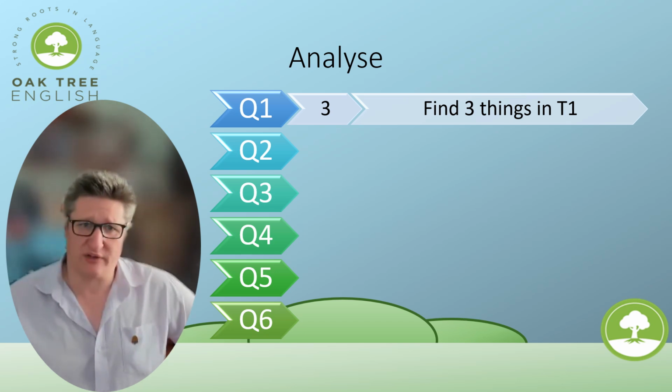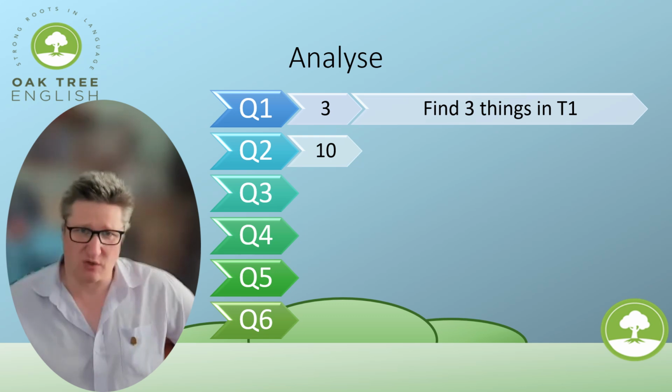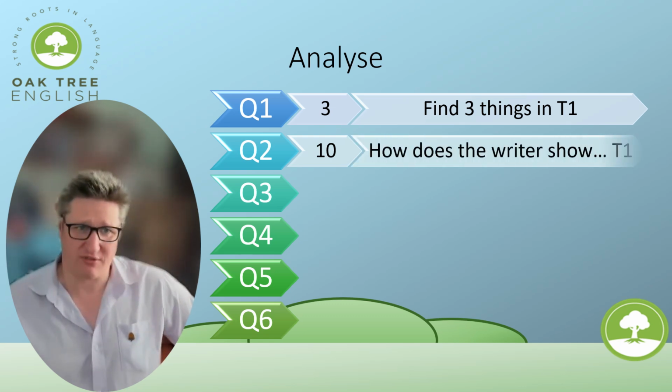Question 2 asks you to analyze the writer's skill. So this is a 10-mark question, so allow a good 10 minutes for it. You should write about 3 to 4 paragraphs with the point, evidence, explain structure.